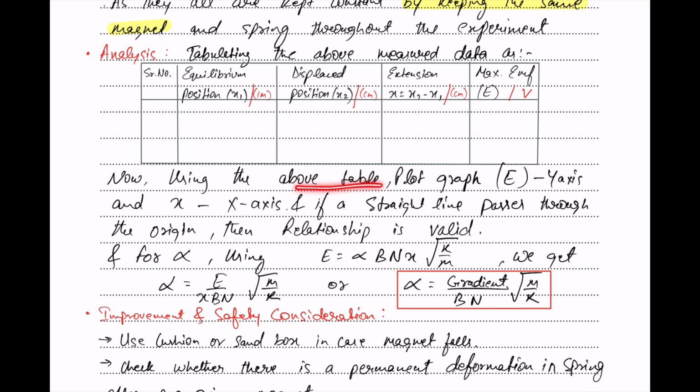Now using the above table, we will plot the graph of E on the y-axis, that is your dependent variable, the electromotive force, EMF induced, maximum, and on the x-axis we will take the extension. And if we get a straight line, this is very important to state, many students forget to write it down. If we get a straight line that passes through the origin, then the relationship is valid. Because our relationship is what?